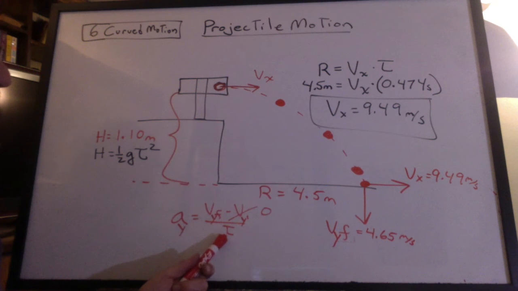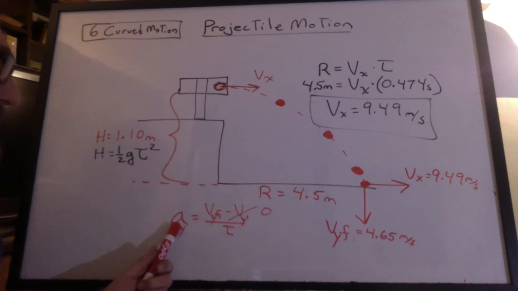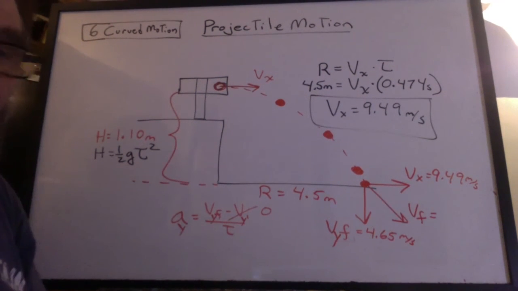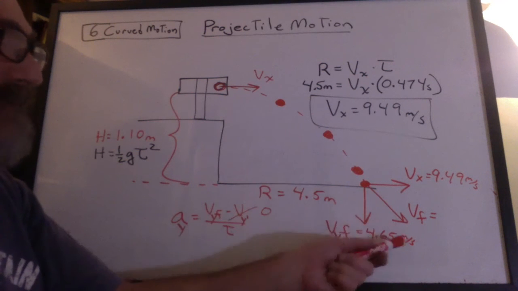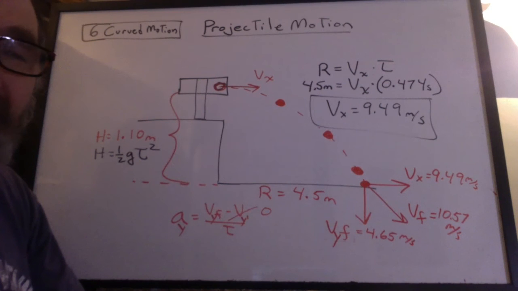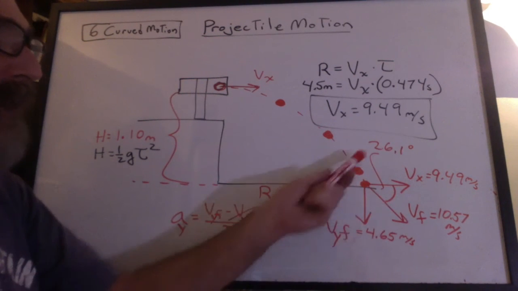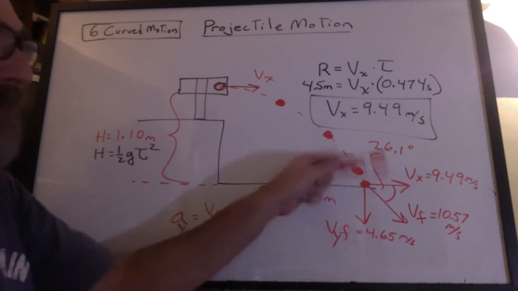We know the time for it to fall. That's 0.474 seconds. And we know that acceleration is vertical, y, 9.8. Now we can get the overall impact velocity. Pythagorean theorem, 10.57 meters per second. A little trigonometry, and we have 26.1 degrees below the horizontal.